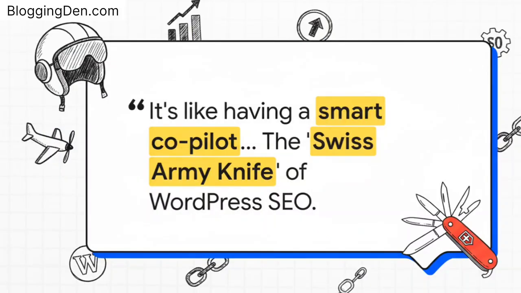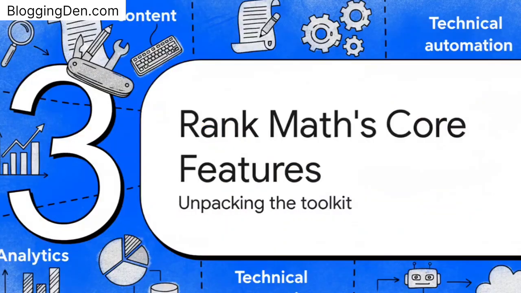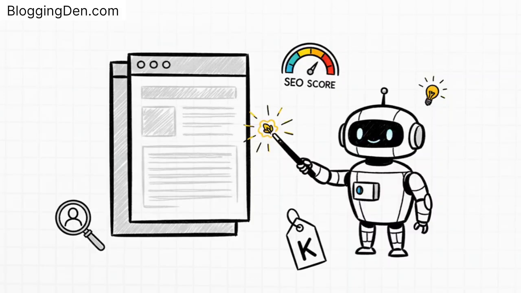I actually really love these two ways of describing it. Calling it a smart co-pilot, that gives you this idea of it sitting right there with you, giving you guidance as you go. And then Swiss Army knife? Perfect. That tells you it's got a tool for pretty much every SEO job you can think of. It's a really cool combo of helpful advice and raw capability. Okay, so what's actually in this so-called Swiss Army knife? Let's pop it open and take a look. We can pretty much break down its features into 3 main categories: content tools, all the technical automation stuff, and then, of course, analytics.